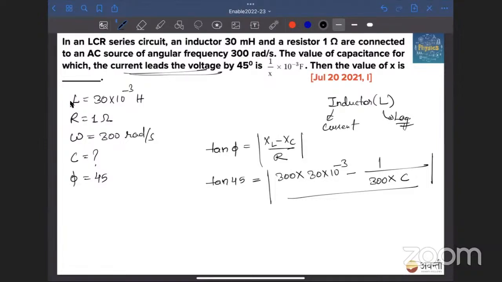Have I missed something? No. R is 1 ohm. So it will be 1 is equal to 9 minus 1 by 300 C. So from here C I can write as 9 minus 1 is 8, 8 by 300. Is it correct? Have I made some mistake?